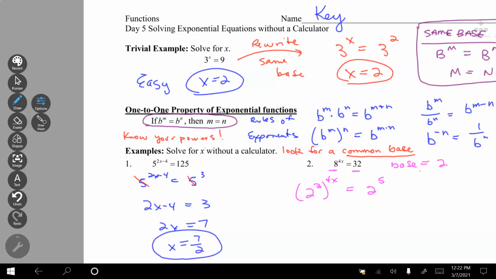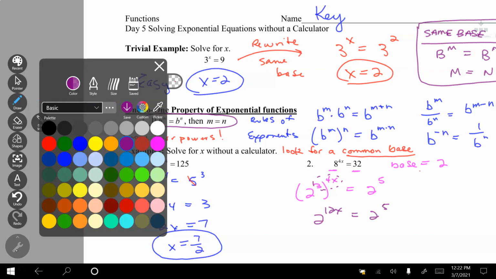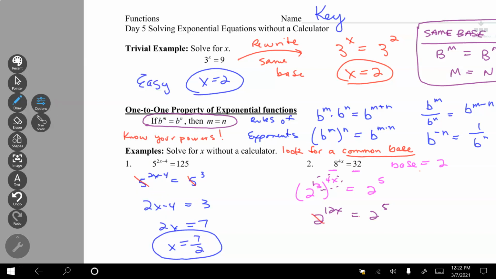When I see this, I multiply exponents. 2 to the 12x is equal to 2 to the 5th. They are the same base now. 12x is equal to 5. x is equal to 5 over 12.